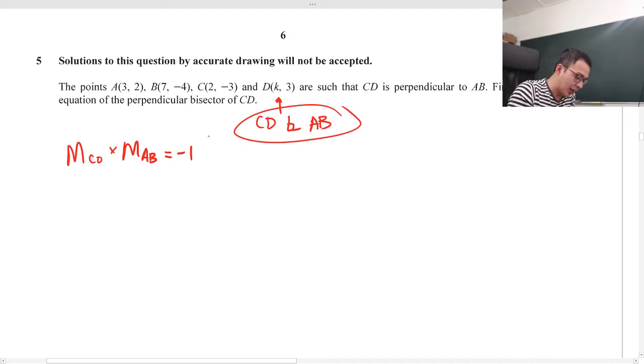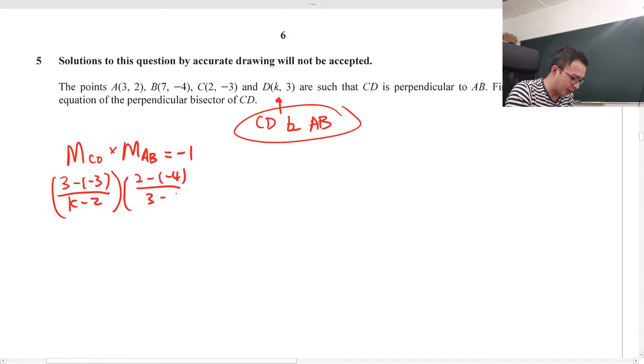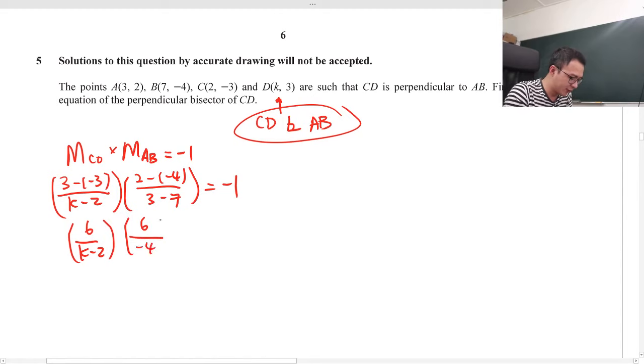In order to get the gradient of CD, I will use the gradient formula: 3 minus negative 3 over k minus 2. And then multiply by the gradient of AB: 2 minus negative 4 over 3 minus 7, equals negative 1. By solving this, I should be able to get my k quite easily. 6 over k minus 2 multiplied by 6 over negative 4 equals negative 1. So I got 36.